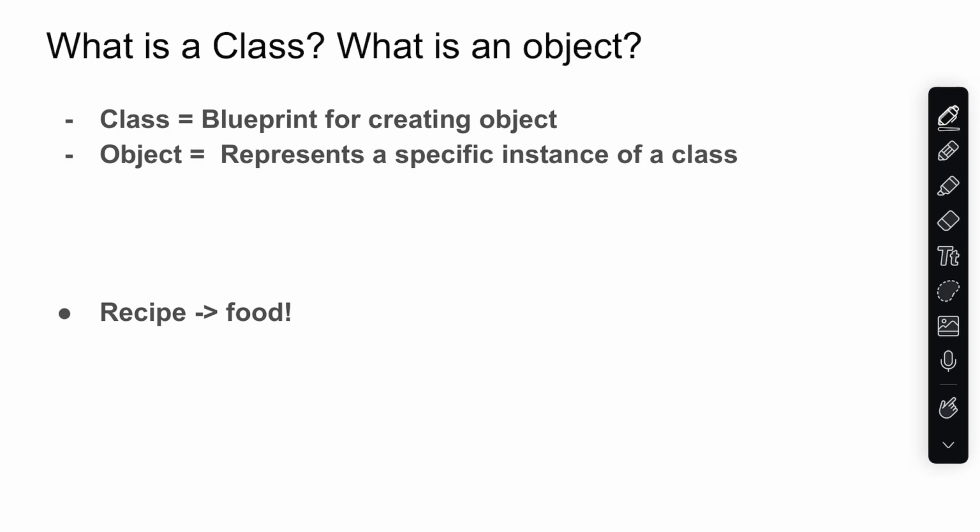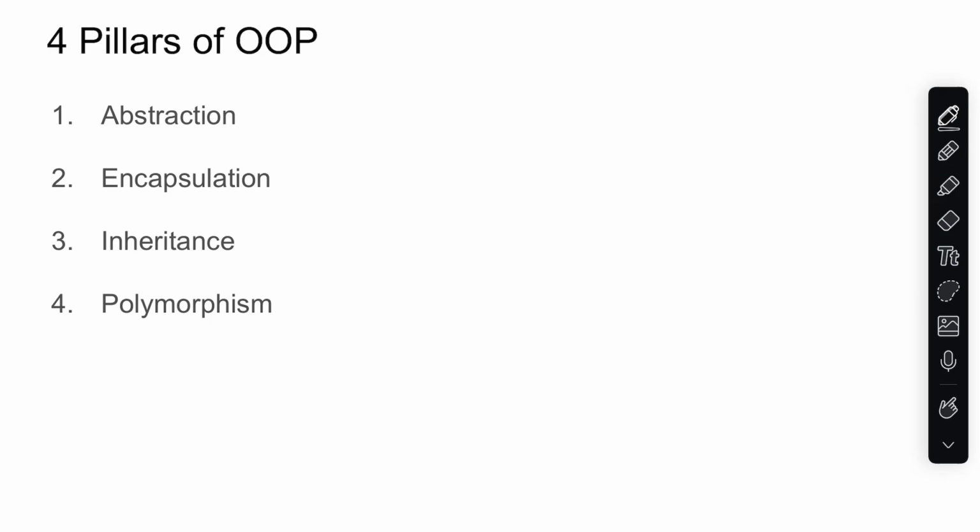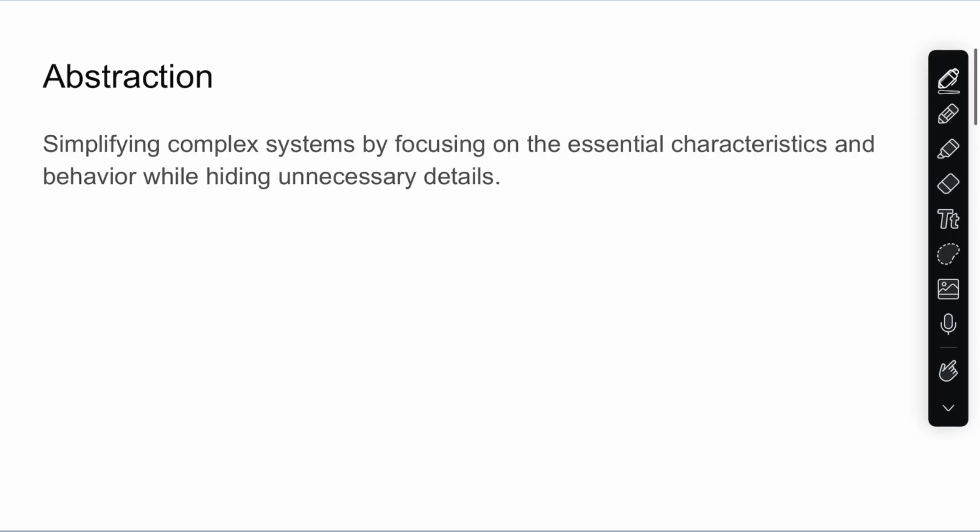So there are 4 pillars of object-oriented programming: abstraction, encapsulation, inheritance, and polymorphism. And let's take a closer look at each of them.